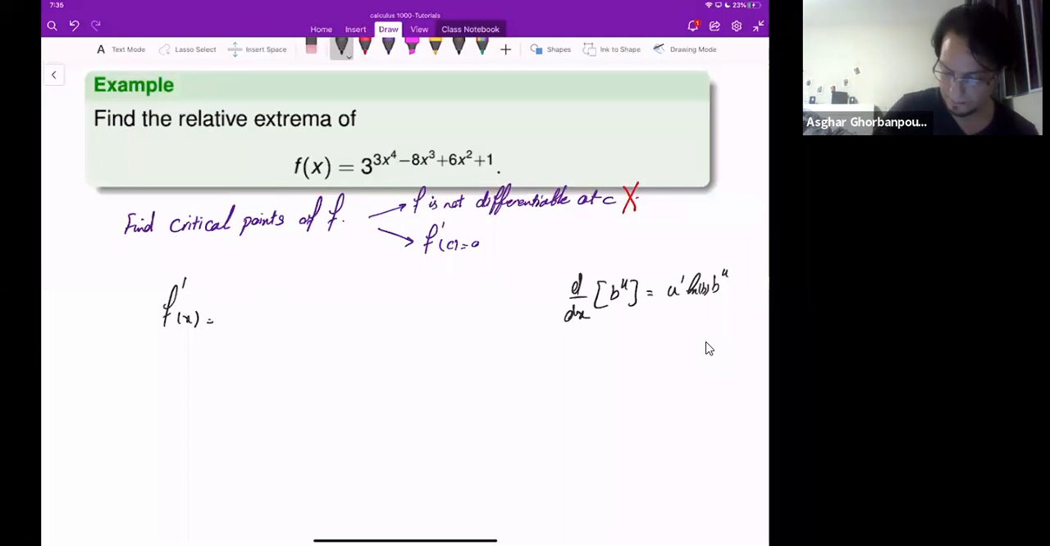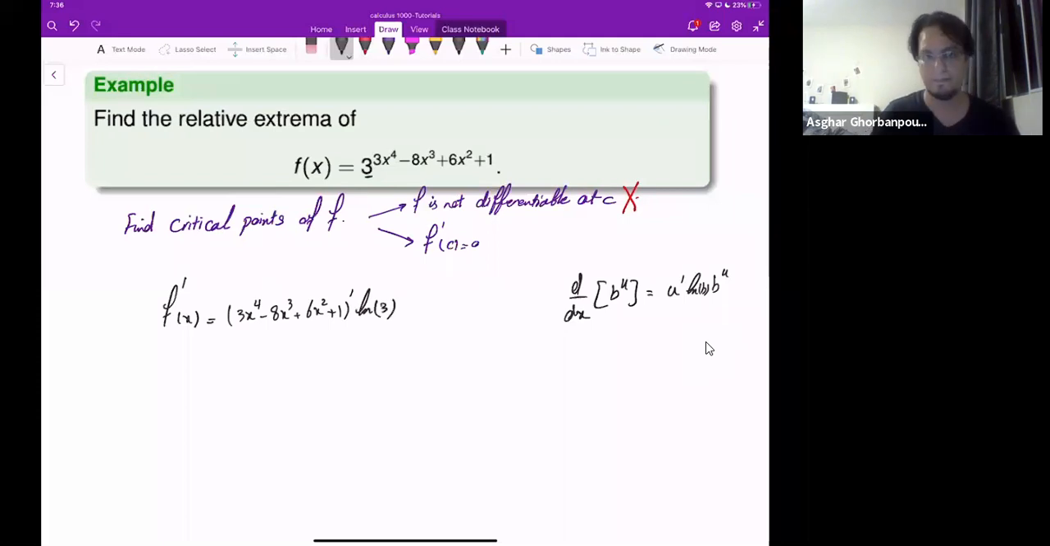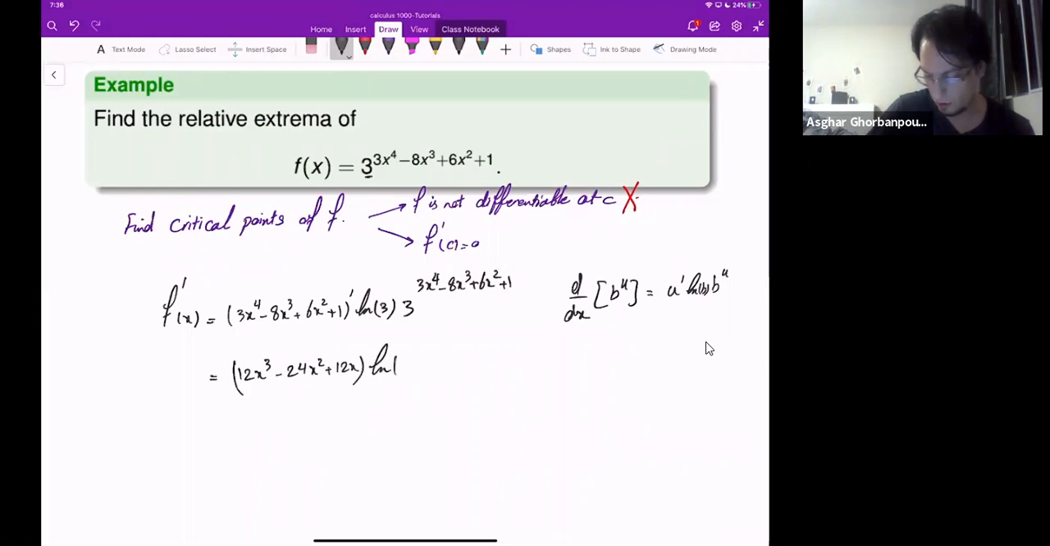Okay, so here we have 3x to the power 4 minus 8x cubed plus 6x squared plus 1. This is u, and u prime is 12x cubed minus 24x squared plus 12x. Then ln of the base, which is 3. And then 3 to the power 3x to the power 4 minus 8x cubed plus 6x squared plus 1. And now I should set f prime of x equal to 0. I will set this whole thing equal to 0.